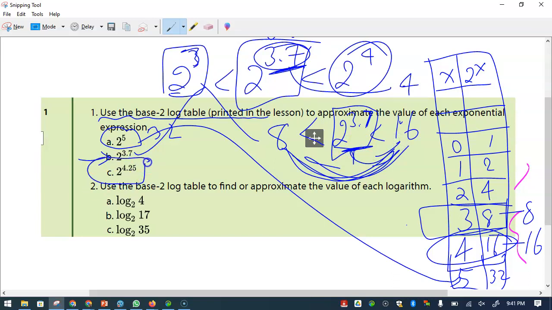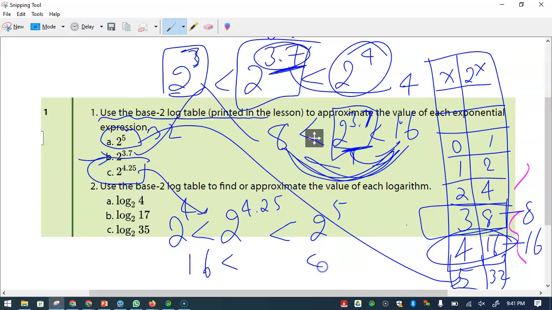The next part is 2 raised to 4.25, and clearly this will be between 2 raised to 4 and 2 raised to 5. 2 raised to 4 is 16, and 2 raised to 5 is 32. So this number's value is between 16 and 32.